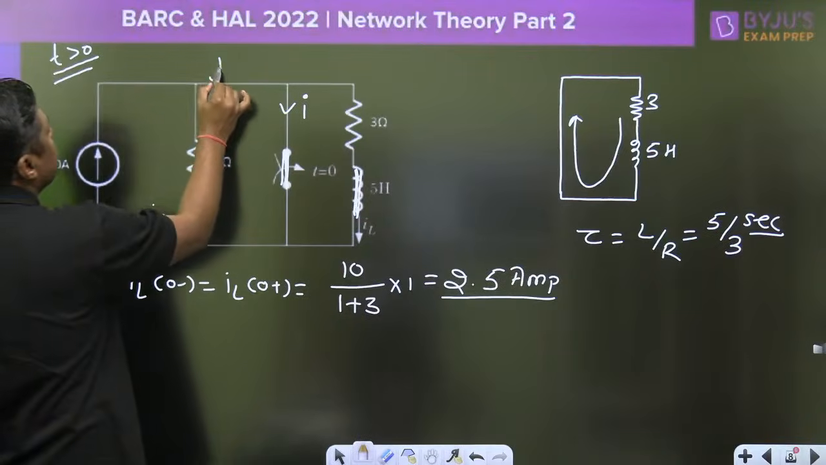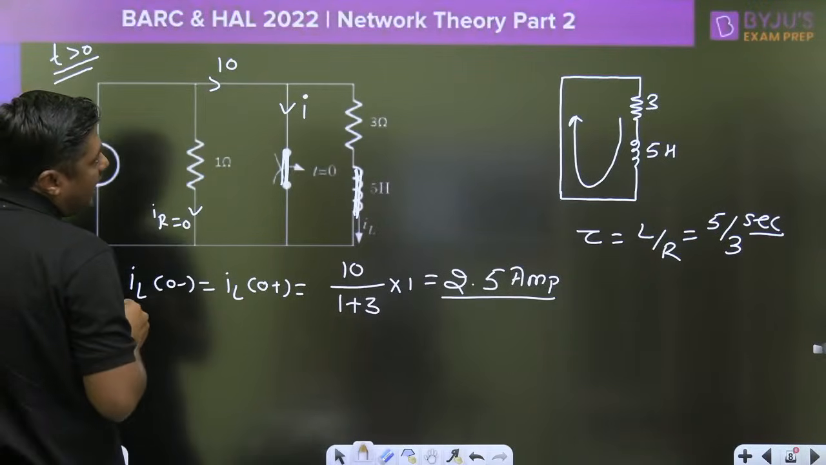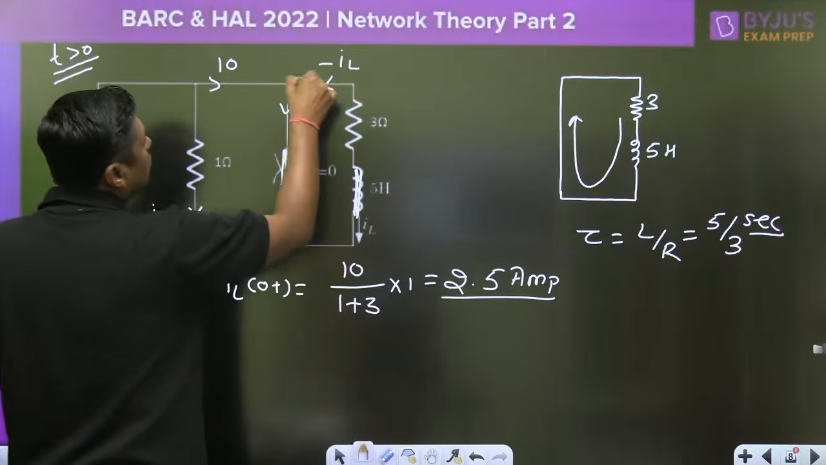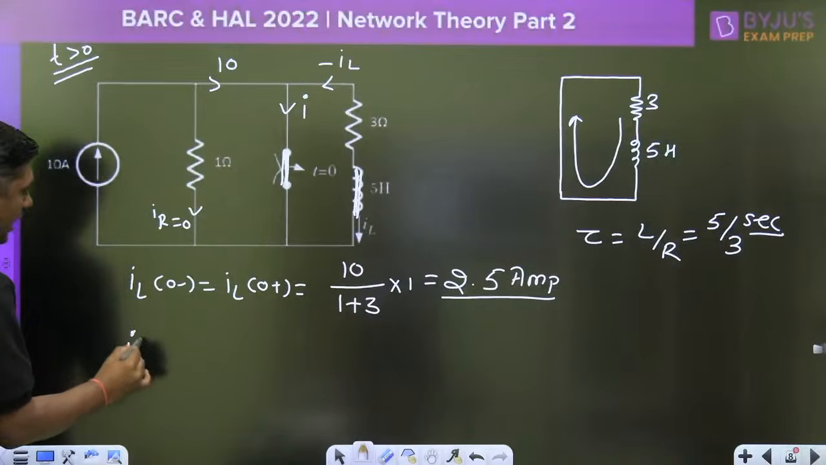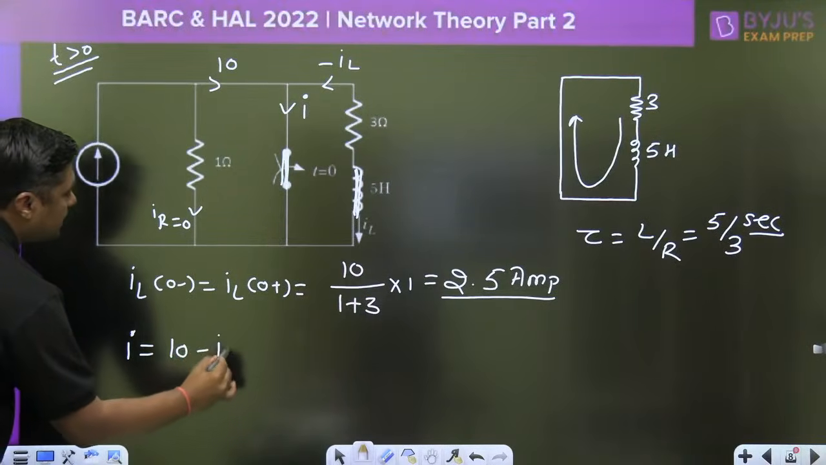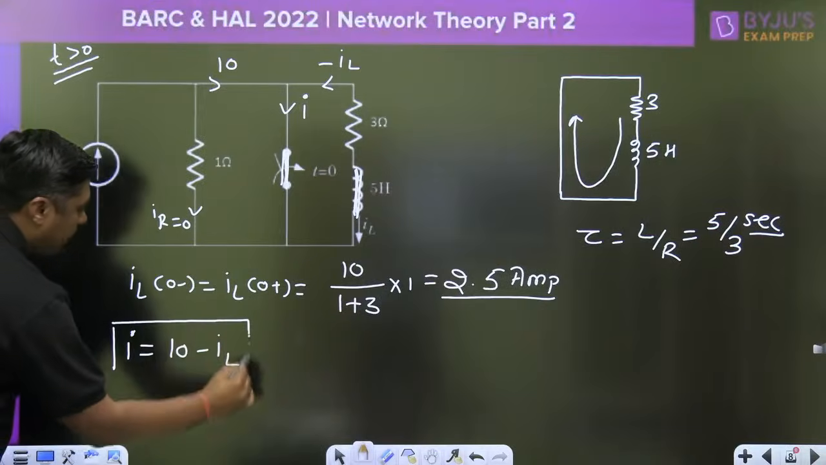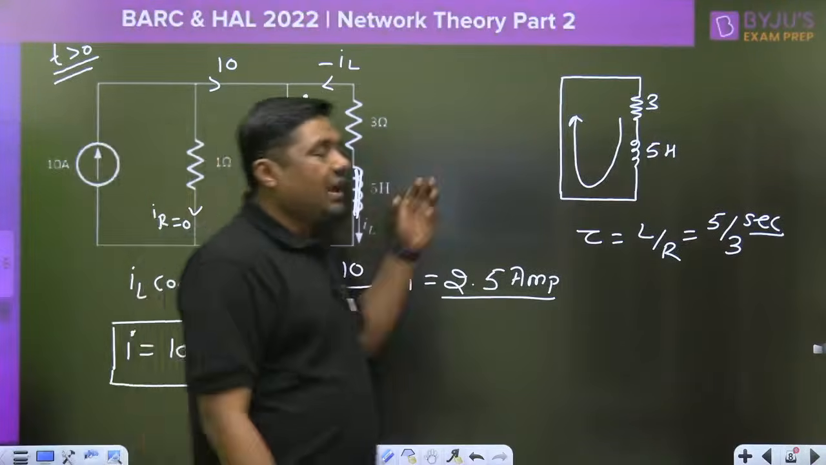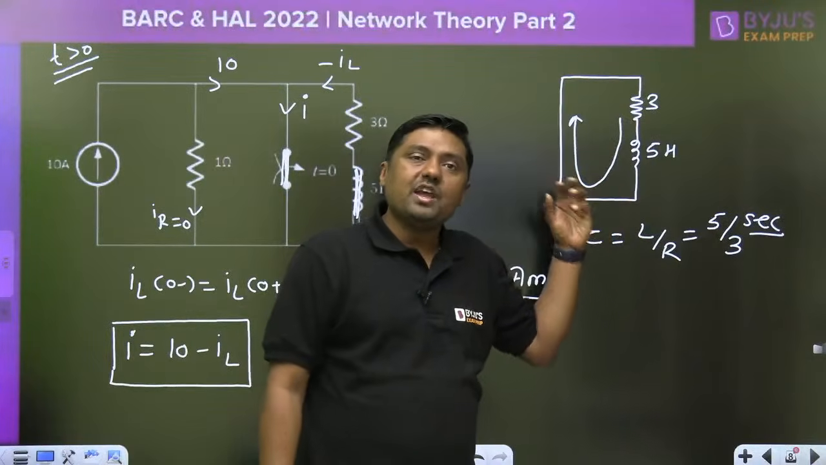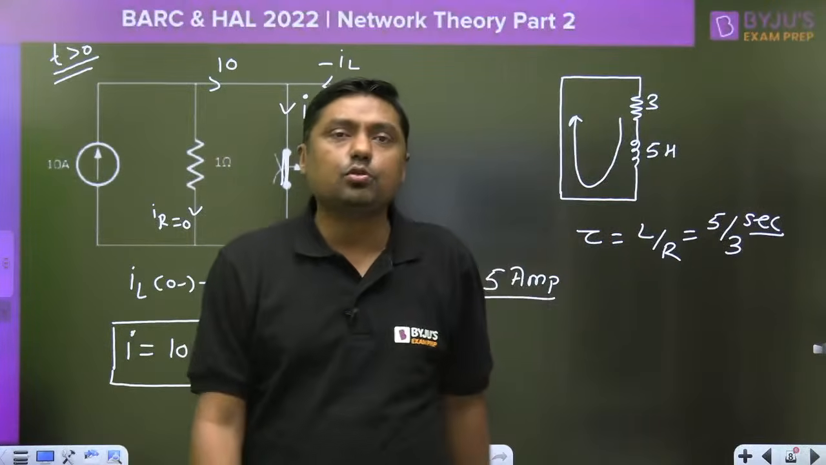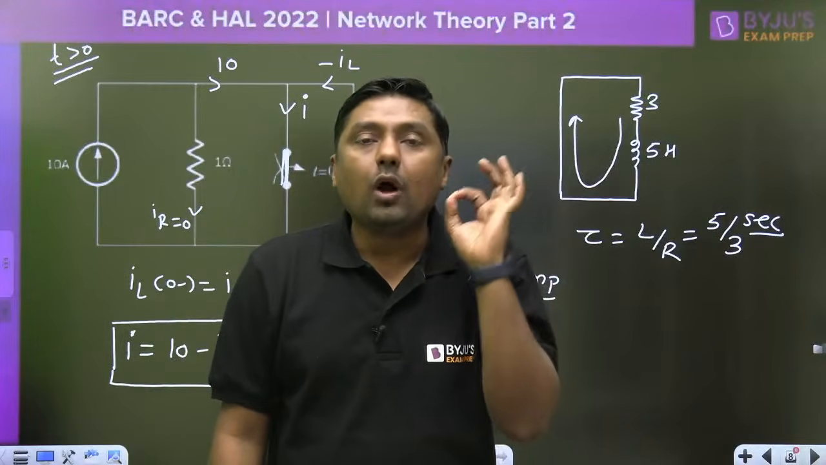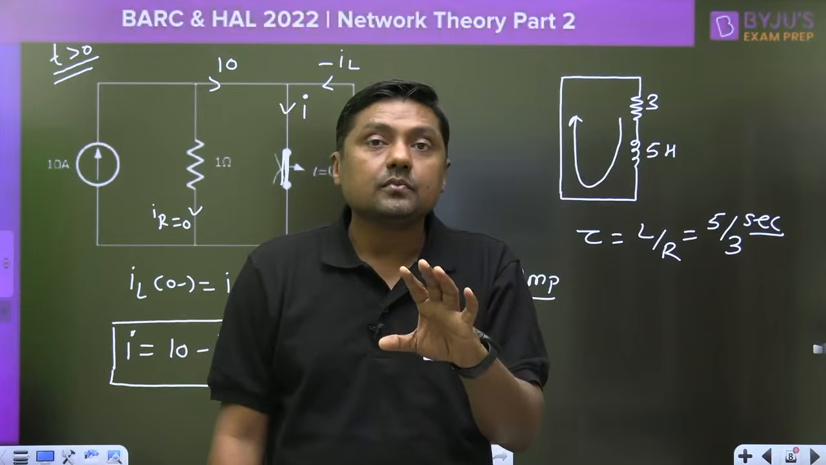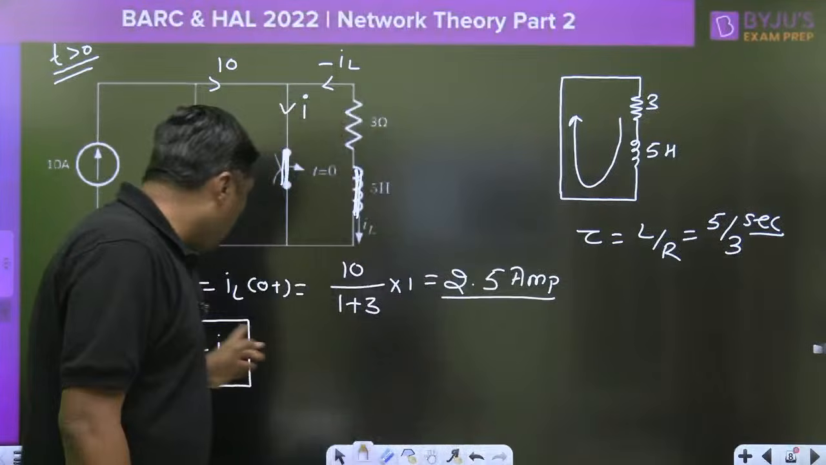The 10 ampere is here, and here it is IL, so this is minus IL. What is the value of I? I will become 10 minus IL. We have the initial current and the final current. What will be the final current through the inductor? 0. What will be the time constant of the circuit? 5 by 3.